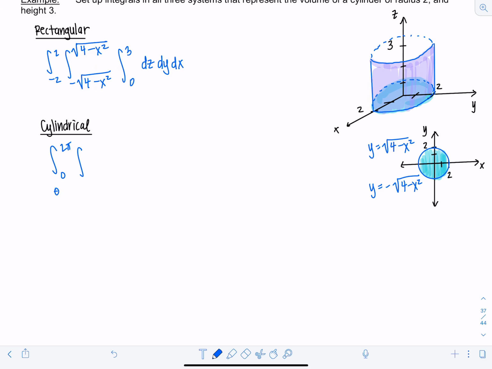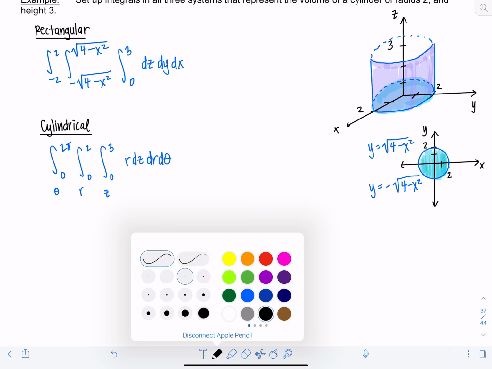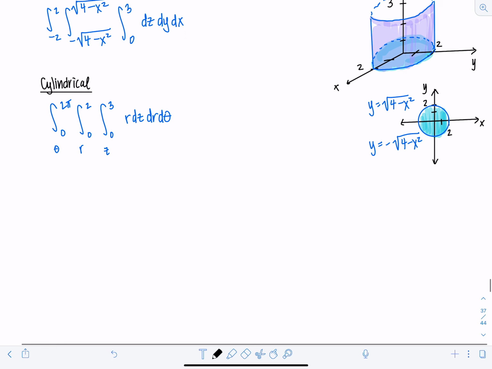Now this is r. R is going to go from 0 to 2. And then this is z. Z is going to stay the same, 0 to 3. And then don't forget dV now is r dz dr d theta. Good. Painless so far, right? You might be thinking, are you kidding me? Why is this so easy? Okay. Well, spherical is just going to take a wee bit more work.